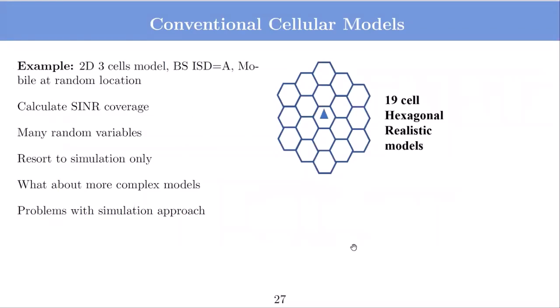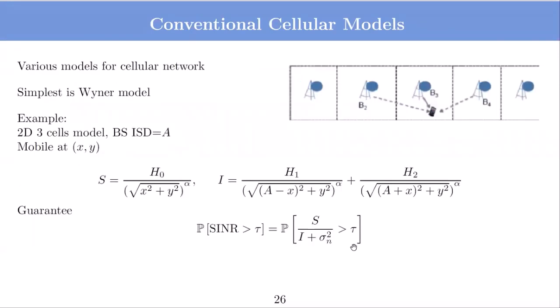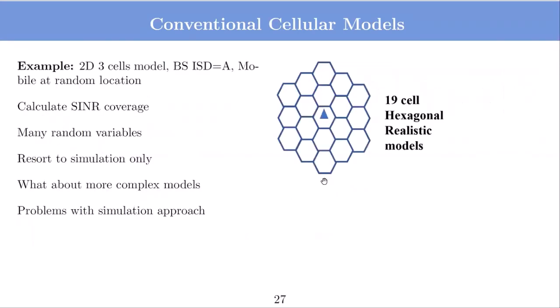Okay, and that was a very simple case, but even if you look at this, you have 1, 2, 3 random variables, and if x and y are also random variables, suppose the mobile location is random, then you have 5 random variables, and solving this equation is really, really difficult. But that was a simple model.